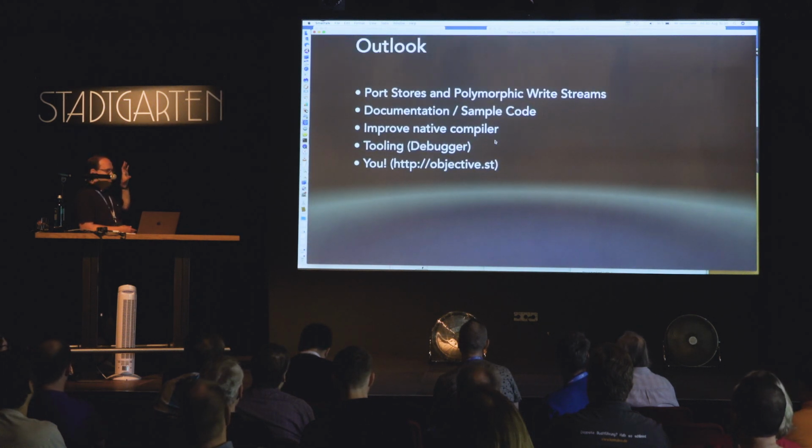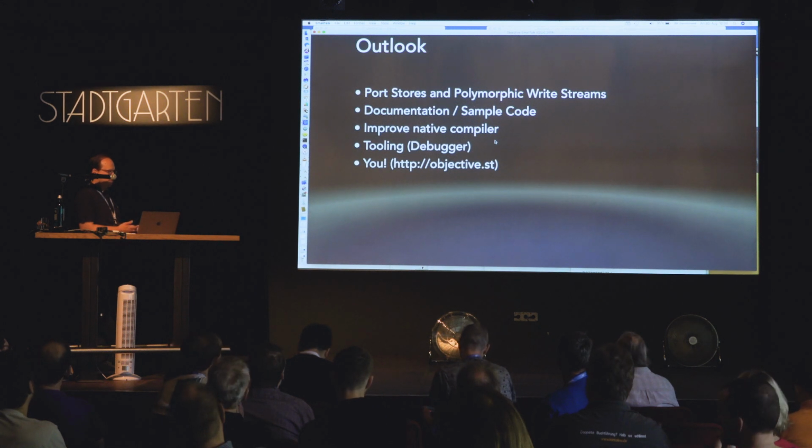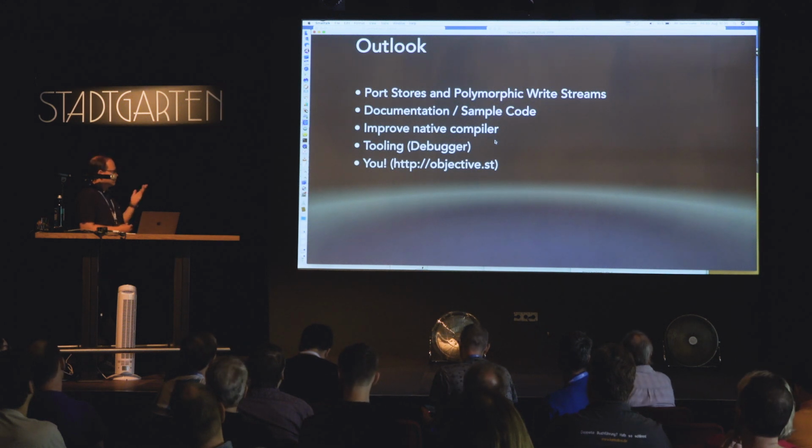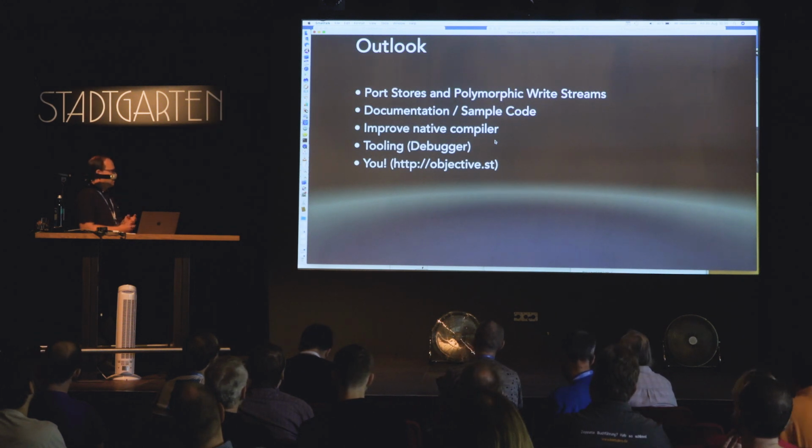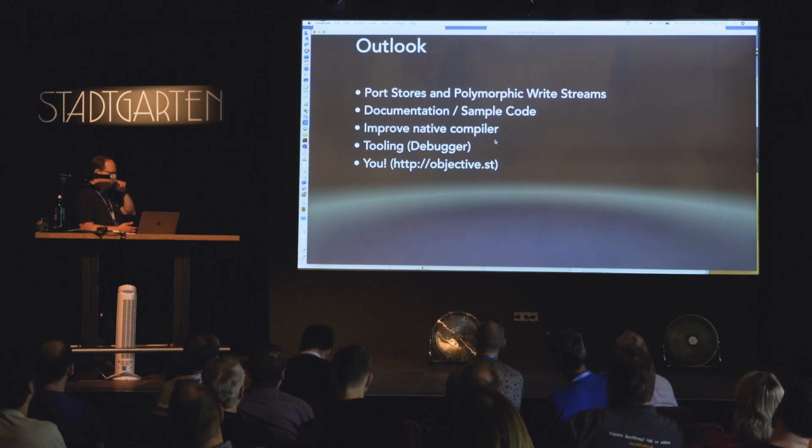as I said, most of the implementation doesn't really have anything to do with the language in specific, except it supports it, and all these things are useful. So we could port all of that to all the other Smalltalks. Certainly the stores and the polymorphic write streams. Polymorphic identifiers need syntax support, so that's a bigger issue. And then documentation, sample code, and there is a native compiler. It's not fully functioning. And tooling.